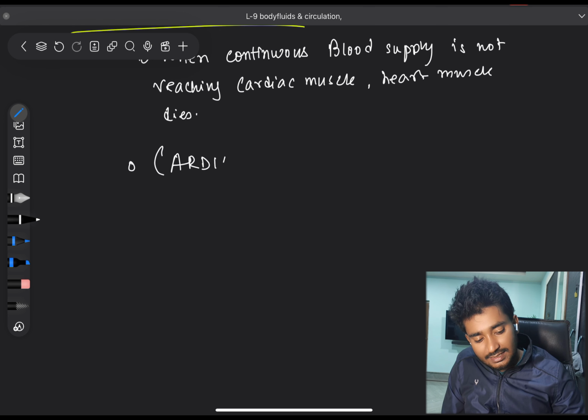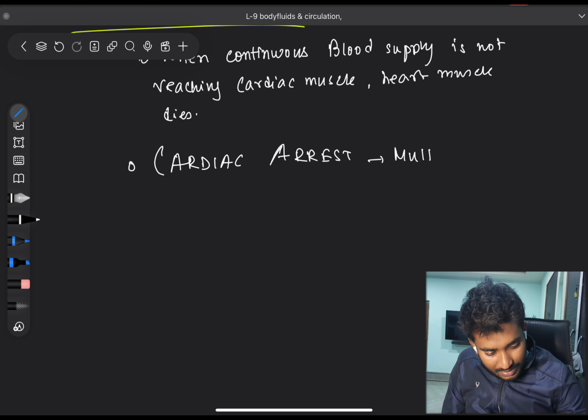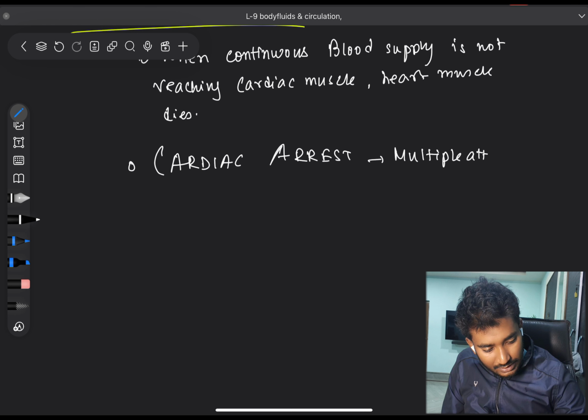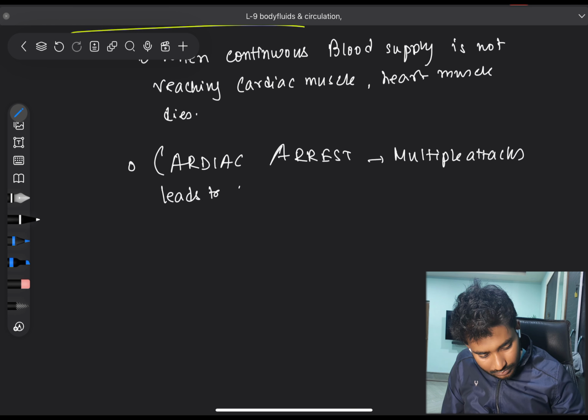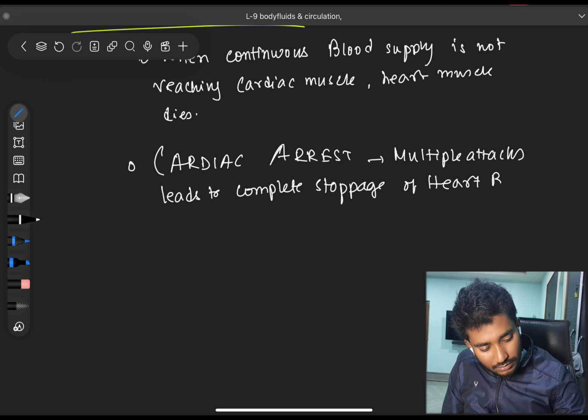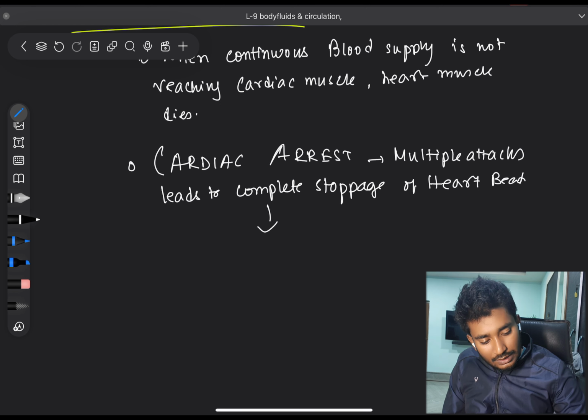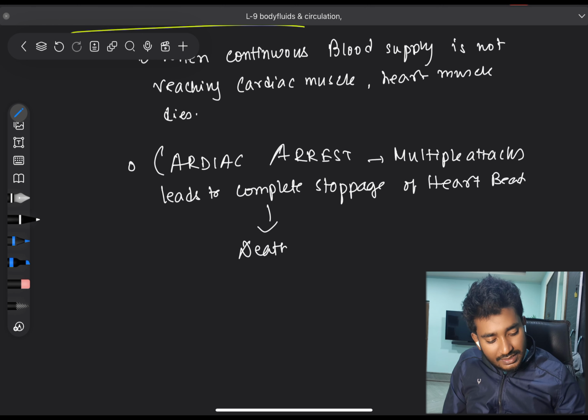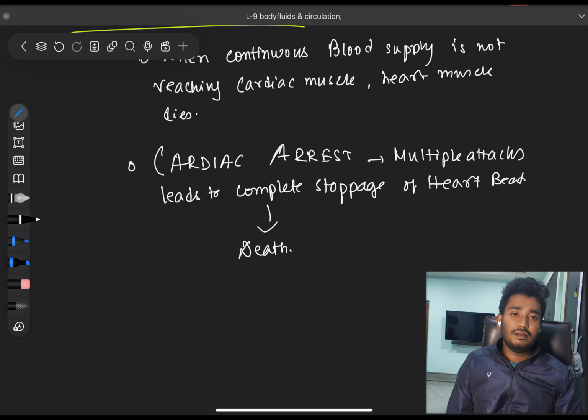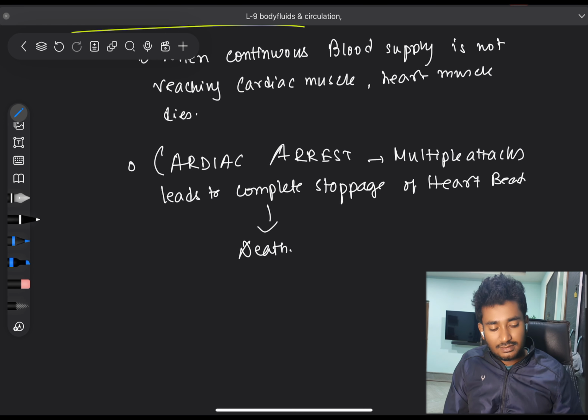And what is cardiac arrest? Cardiac arrest: multiple attacks lead to complete stoppage of heartbeat. In simple language, it is death. The death is called cardiac arrest.